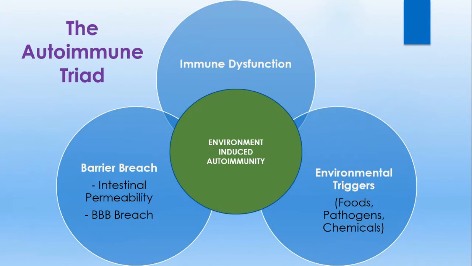Venn diagram is basically four circles. There are three circles that are set up kind of like in a triangular pattern, and they overlap. And then in the center is the fourth circle, and that's where all three of the circles in the triangular pattern overlap and have commonality, and that is environmentally induced autoimmunity. So these three circles are all the necessary components that need to be present for environmentally induced autoimmunity to occur.